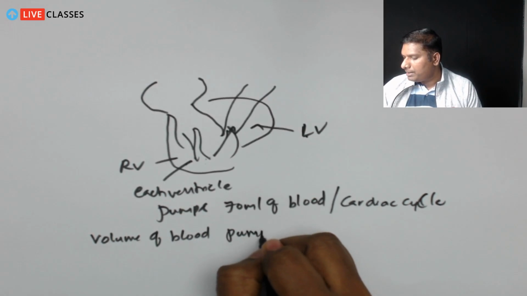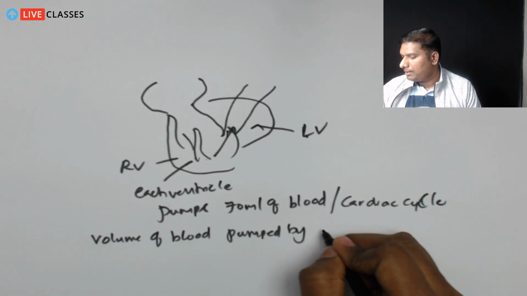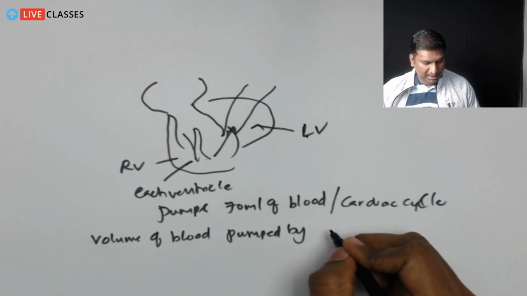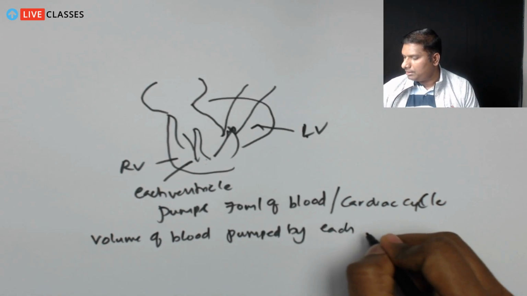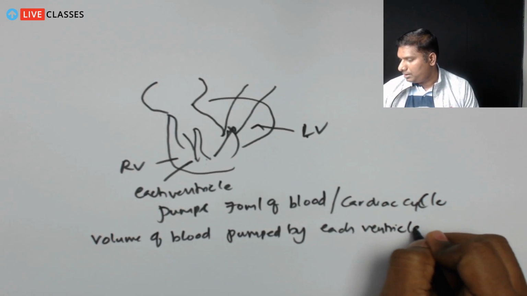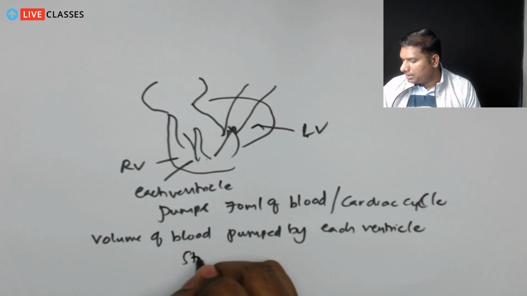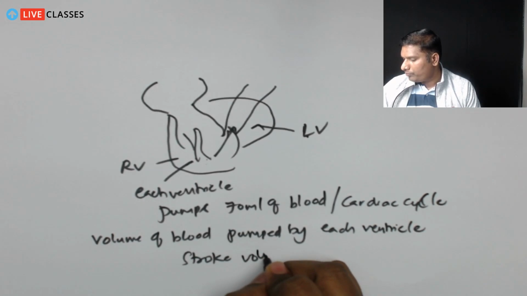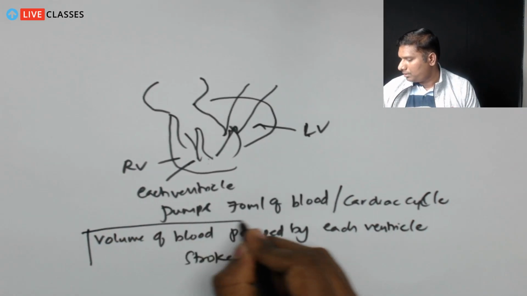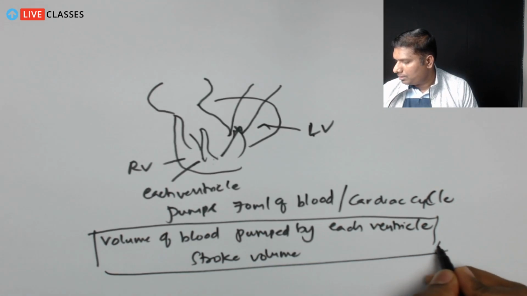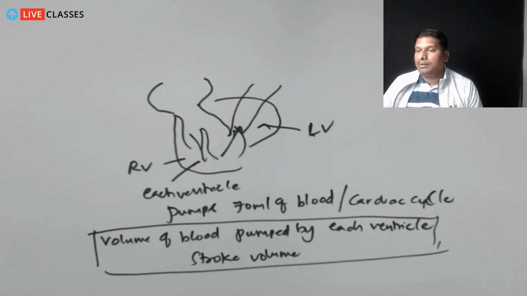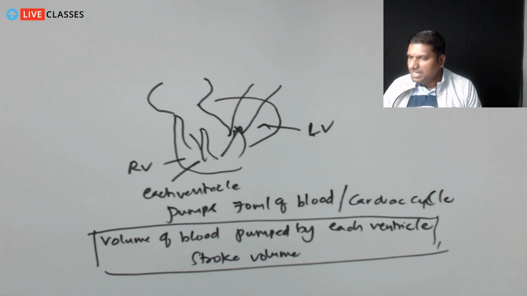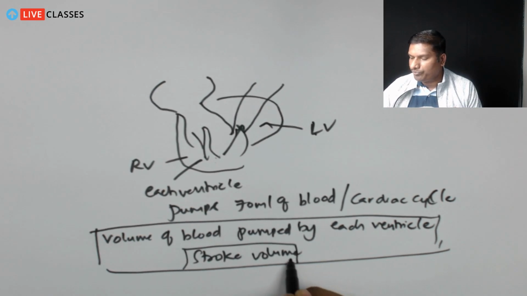The volume of blood pumped by each ventricle in a cardiac cycle is called the stroke volume. It's called the stroke volume. In one cycle, the volume of blood that is pumped by each ventricle is called the stroke volume.